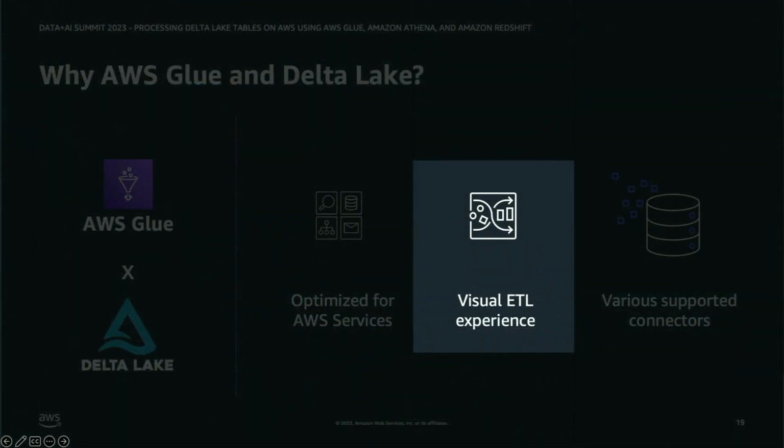Okay, thank you, Akira. The previous section covers the first reason to use AWS Glue with Data Lake. AWS Glue is useful to make data lake tables accessible from different AWS analytics services. Now let's look at the second reason, Visual ETL experience. AWS Glue has Visual ETL capability. You can define your own ETL logic visually for Delta Lake tables.